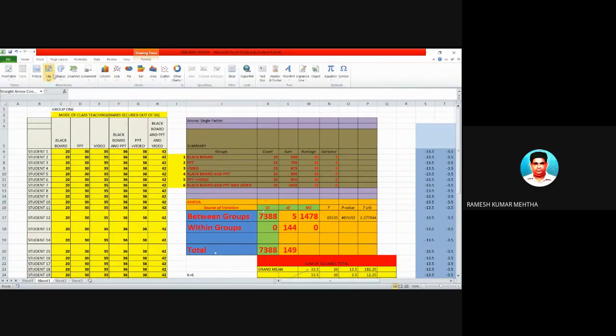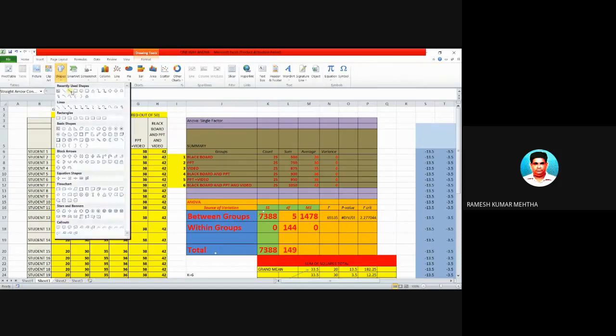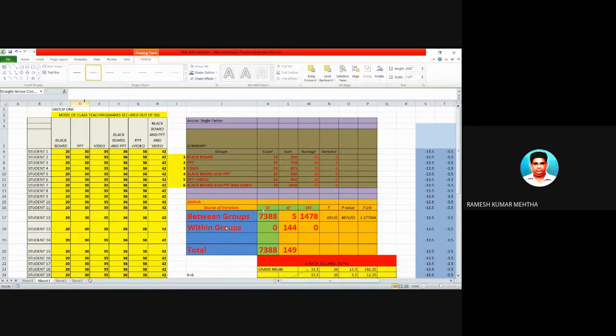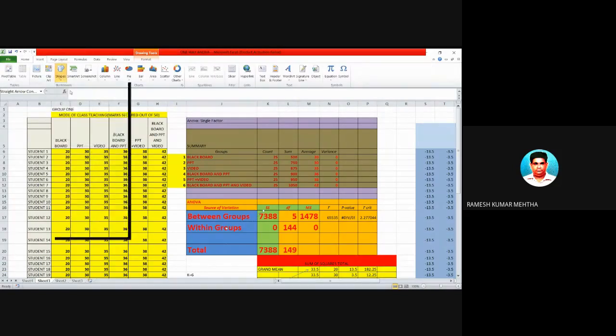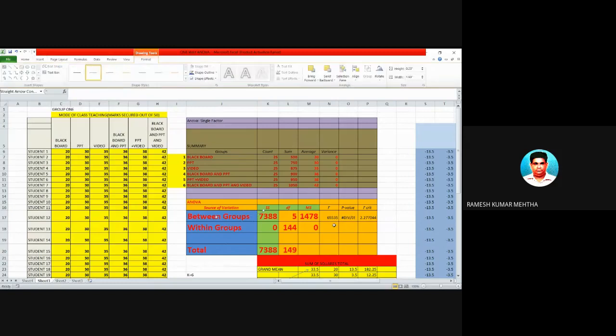We have to do sum of squares within the groups. So all these three things we have to conduct: one is sum of squares between, one is sum of squares within, and one is sum of squares total. The sum of squares total was 7388. How did we arrive at this one?